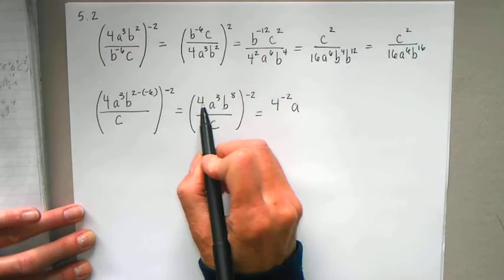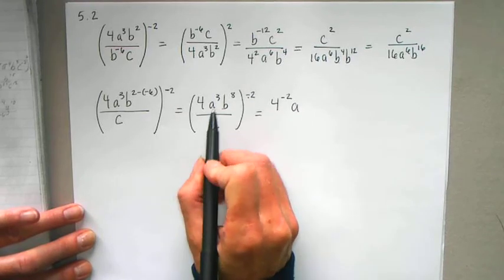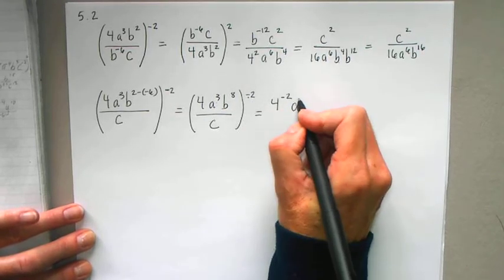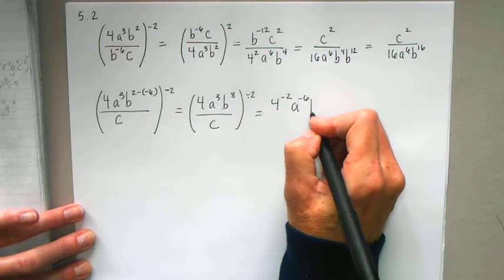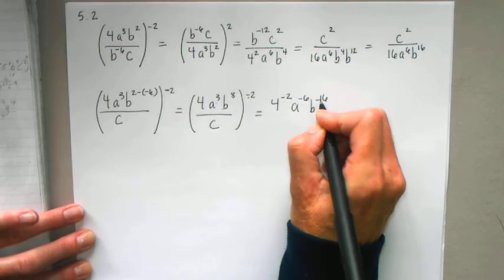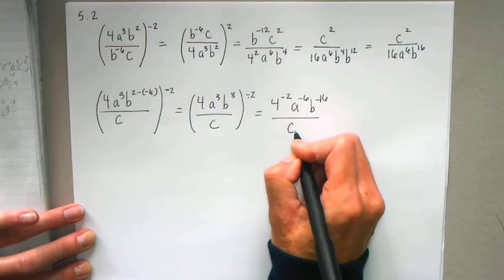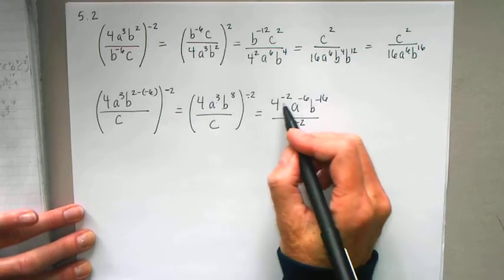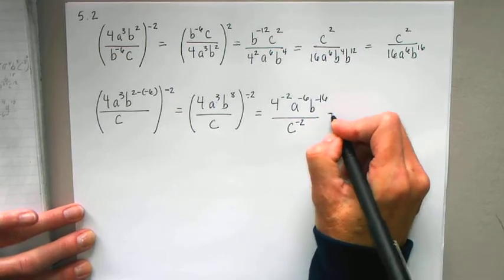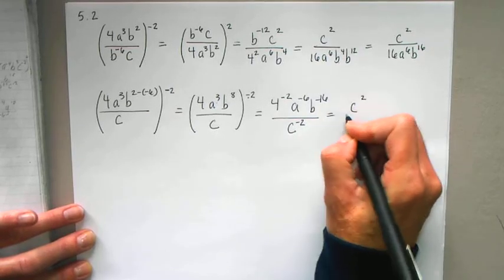So I have 4 to the negative 2. I have 3 times negative 2, which is negative 6. I have 8 times negative 2, which is negative 16. And I have c to the negative 2. And then I have to go another step and make all of those positive. So now I end up flipping it at the end.